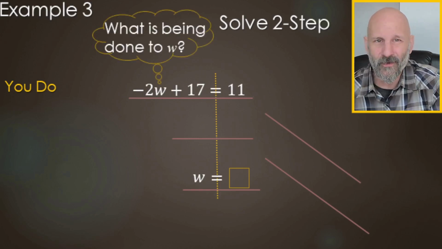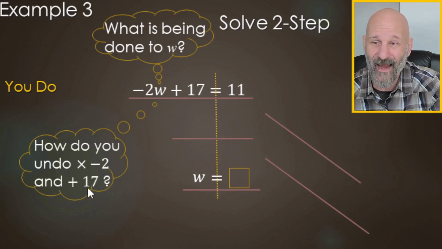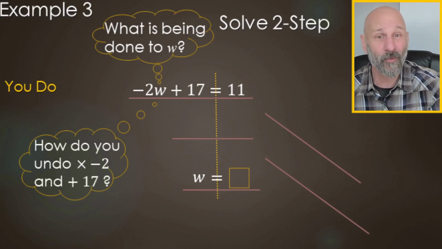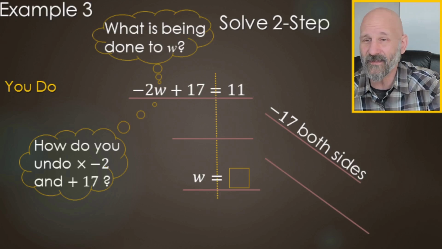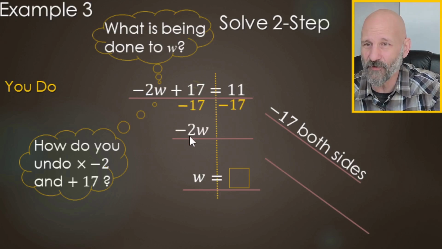We're going to start out. What's being done to w? It's being multiplied by a negative 2 there, and it's being added by a 17 there. So we're going to undo the times negative 2 and the plus 17. So we'll start out with the plus or minus first. So we're subtracting 17 from both sides. So there we go. So now we have a negative 2w plus 0, in this case here, equals 11 minus 17. You have $11. You've got to pay 17. You're still going to owe $6.